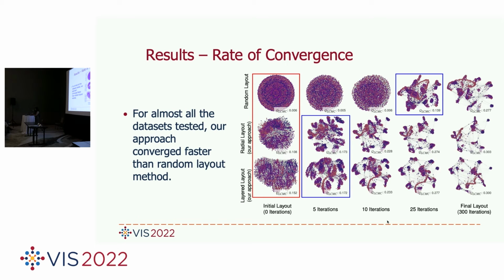The top row of visualizations are those produced by the random layout, and the bottom 2 rows of visualizations are those produced by our layout. It can be observed that as early as 5 iterations produce a well-defined structure with our approach, whereas the random layout takes almost 25 iterations.